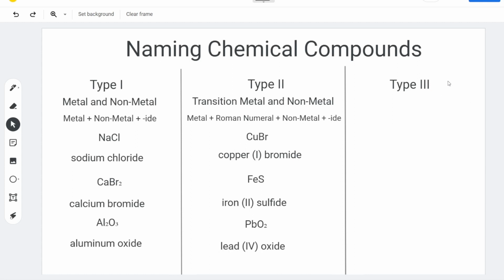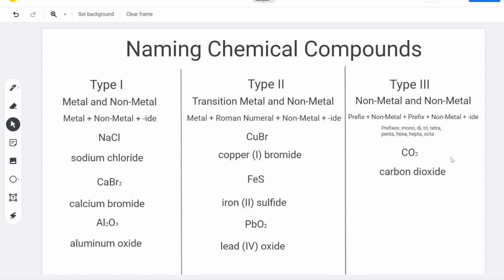Type 3 compounds are between a non-metal and another non-metal. The way that we name type 3 chemical compounds is by using prefixes in front of the non-metals. The prefixes are shown here. For something like CO2, we have 1 carbon and 2 oxygen, meaning that we would need to use the prefix di in front of oxygen. And we get carbon dioxide.